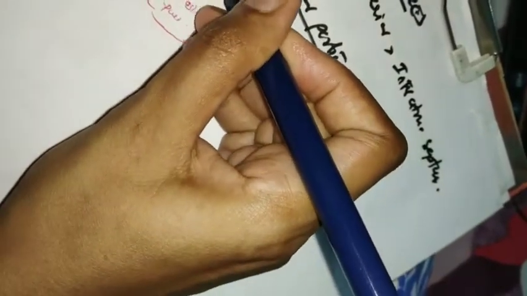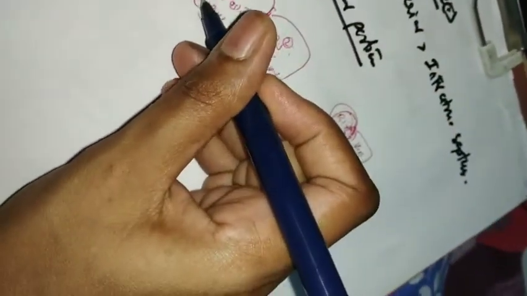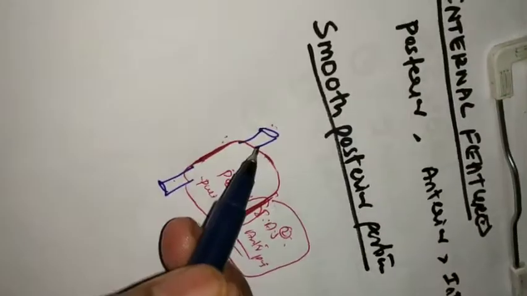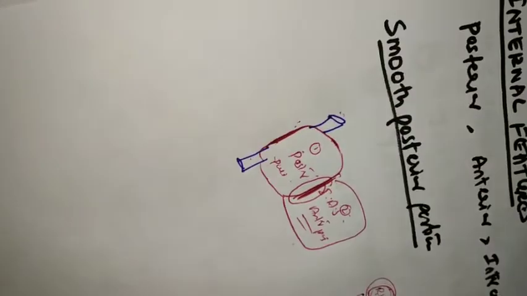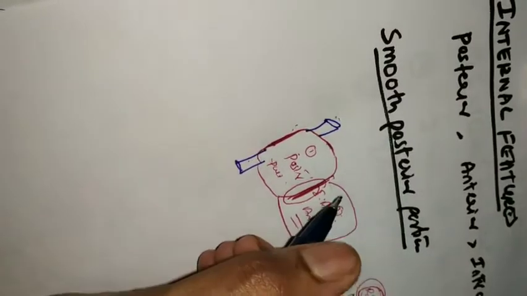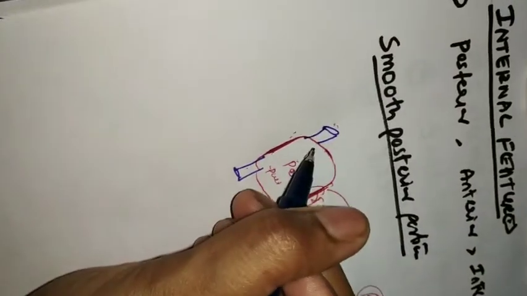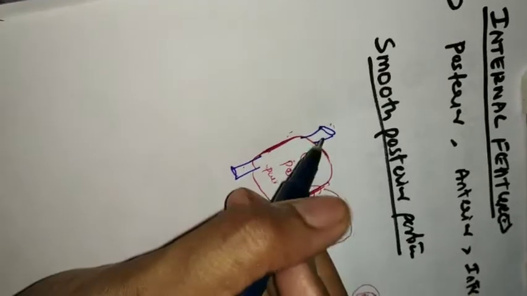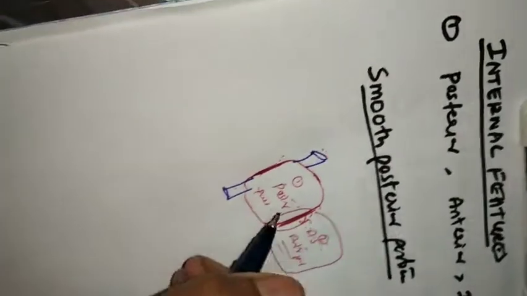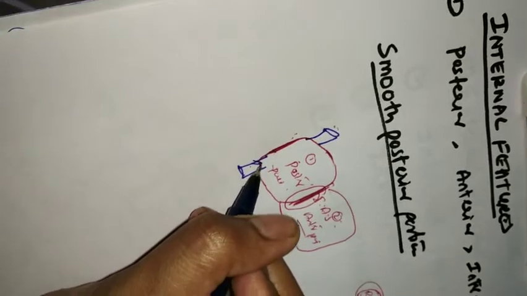So what you see in the posterior part is the opening of the superior vena cava and inferior vena cava. Superior is in the upper part and inferior in the lower. The superior vena cava opens in, and the inferior vena cava has a valve.